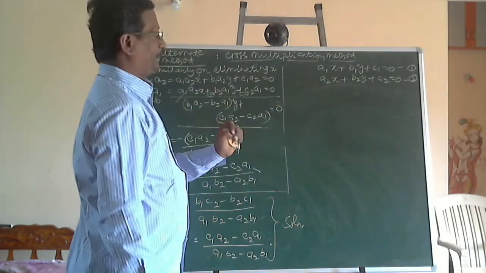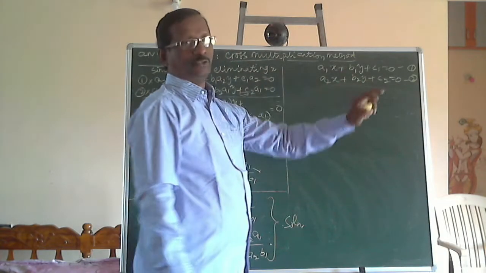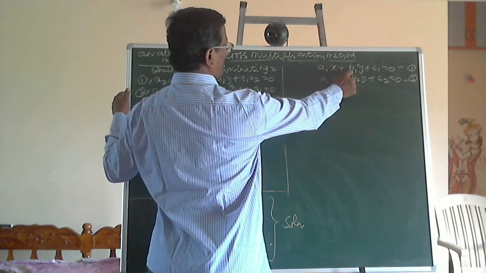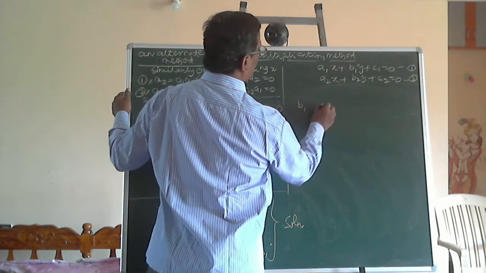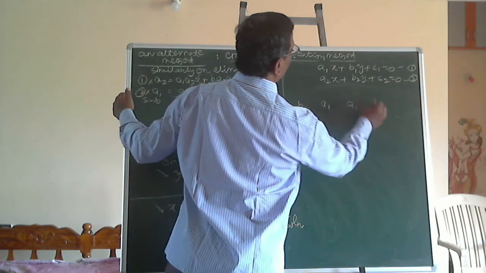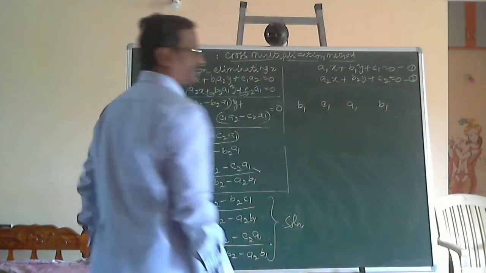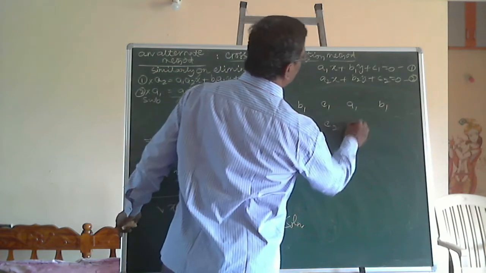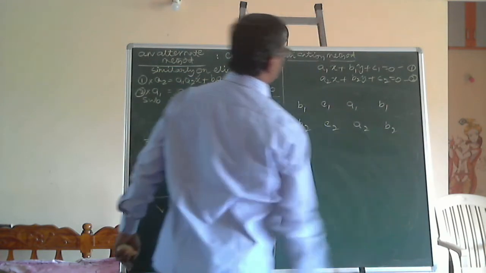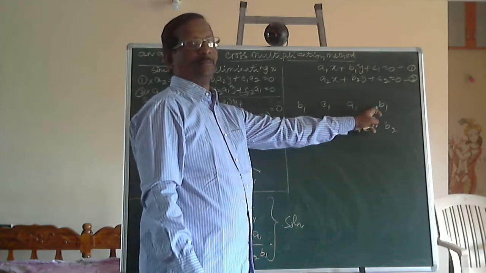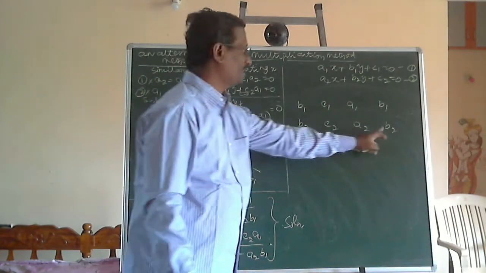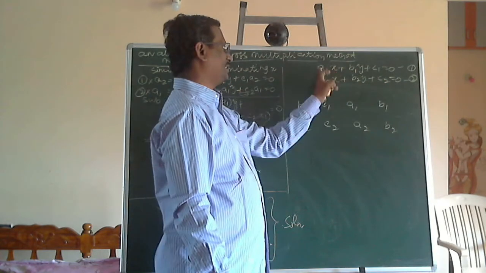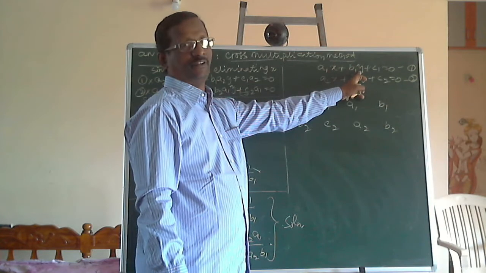While doing the cross multiplication method, we have to write the coefficients in a particular order and then do multiplication. Starting from the first equation, the coefficients are b1, c1, a1, b1. Similarly for the second equation, b2, c2, a2, b2. Starting from b1, ending with b1. Here starting with b2, ending also with b2. Start from the y coefficient, the constant, then the x coefficient, and then the y coefficient.